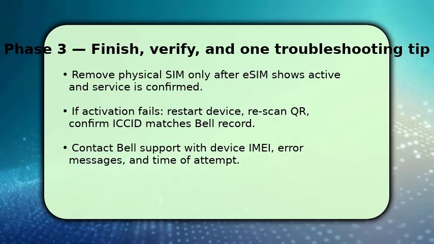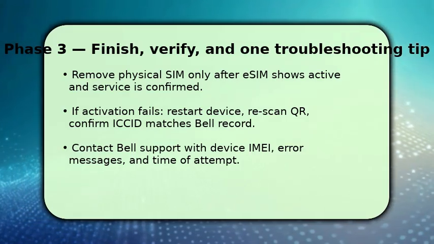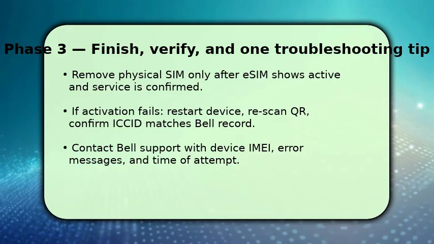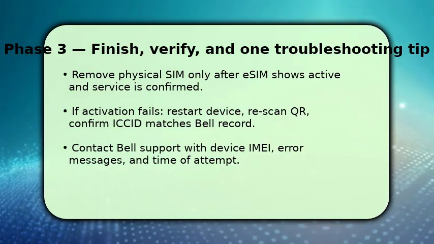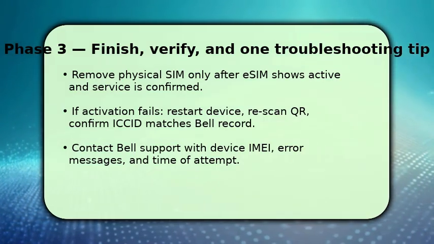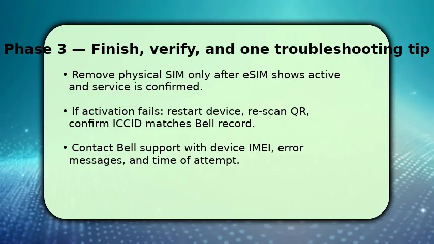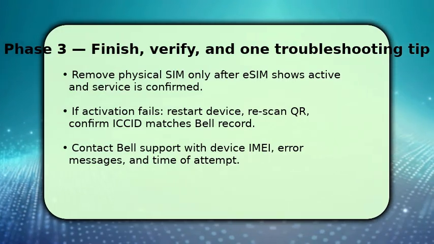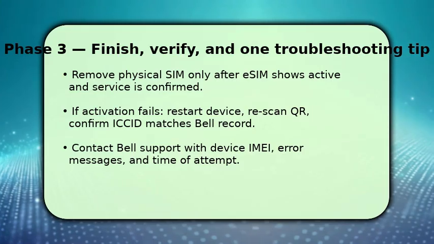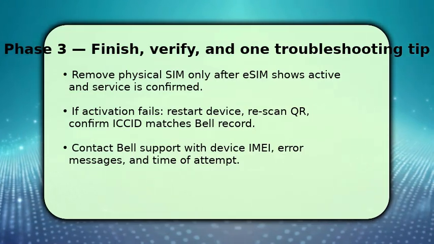If something goes wrong, restart the phone and rescan the QR code. Verify the ICCID or activation code matches what Bell provided. If problems persist, call Bell support and give them your device IMEI, the error text, and the exact time you attempted activation. This helps technicians trace provisioning issues quickly.